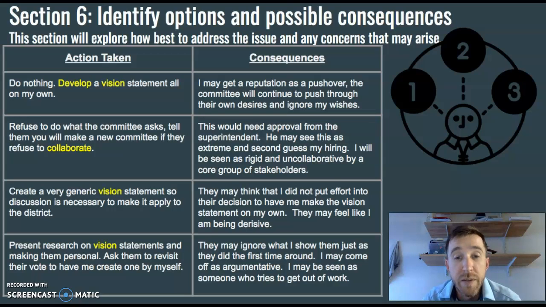But if I do this, they might think that I didn't put any effort into making it, or they may feel as if I'm being manipulative or derisive. And my last option is to present some more research on vision statements and the importance of making them personal. And then I could ask them to revisit their decision to have me create one by myself. Consequences here, they may ignore what I show them, and I'll have the exact same decision as the first time around. I could come off as argumentative, or I may be seen as someone who is trying to get out of work.